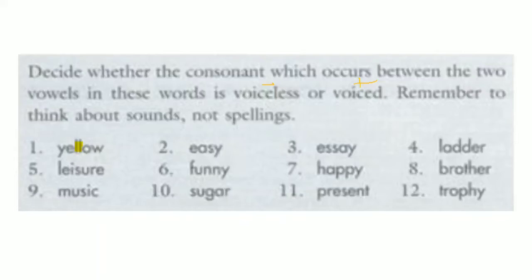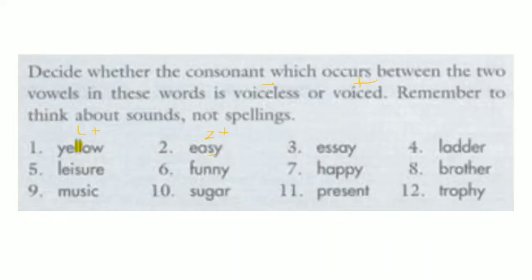So if you have to think about a word like yellow, for example, with the phoneme, the sound l, this is a voiced sound. In the case of easy, even though it is an S that you have there in your spelling, that's why it says that you don't have to think about spelling, but you have to think about sound. In the case of easy, the sound that you have here is a Z sound. So it's a voiced Z. Try to do it and touch your throat.